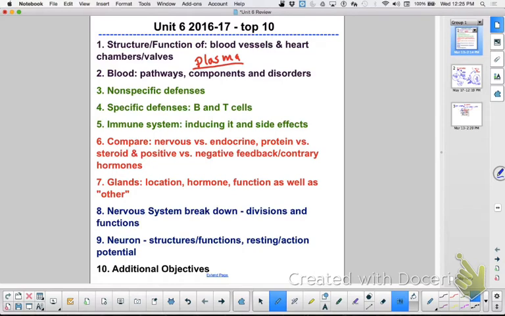All right, any other questions on 3, 4, 5? Okay, let's talk about 6. Nervous and endocrine system both help maintain what? Homeostasis. Who's king of it?